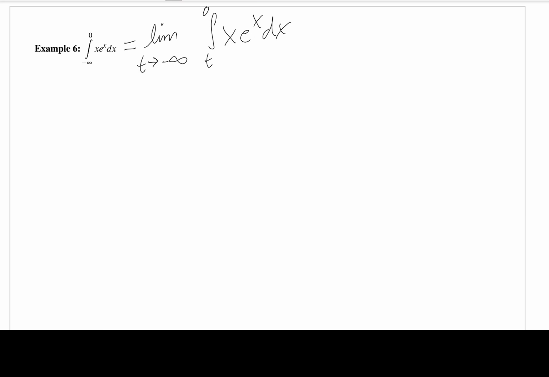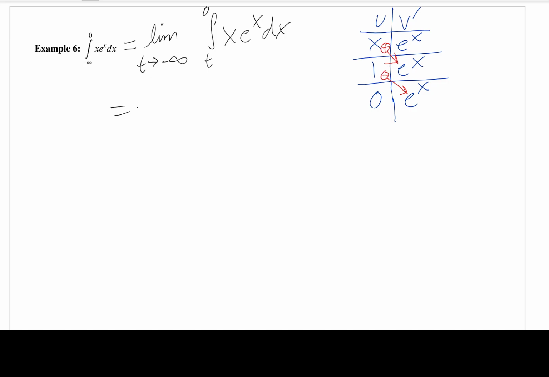So I'm going to go ahead and use our table method. So we have u and v prime. x will be our u, v prime will be e to the x. So then this is 1 and e to the x, 0 and e to the x. And then we need our signs. So this is plus, minus.